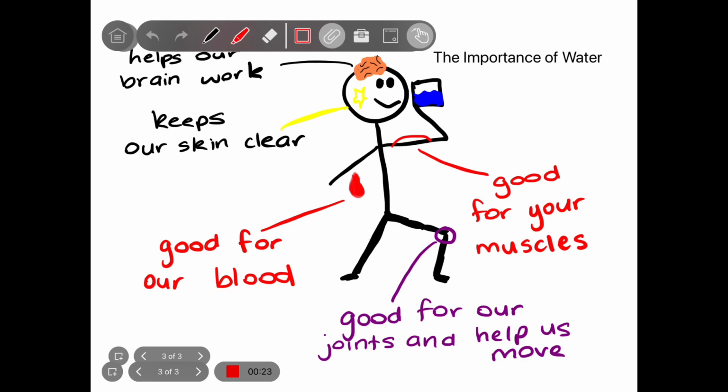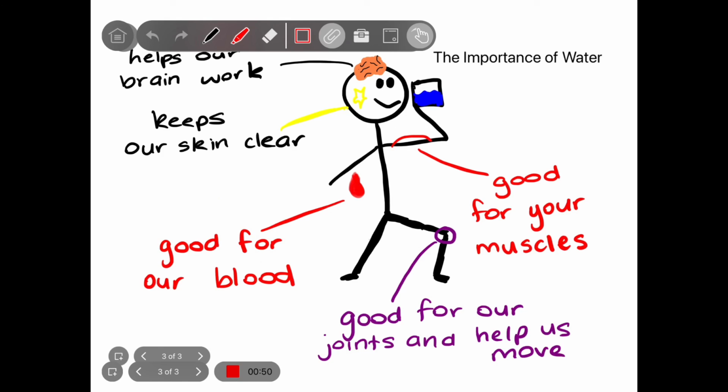Underneath that in yellow, I've done a little star on the side of the man's face because water helps keep our skin clear. Underneath that, I did a blood droplet, which signifies blood because water is good for the blood and it helps pass all the nutrients around our body. At the very bottom, I've drawn a knee and I've circled it in purple because water is good for our joints and it helps us move.